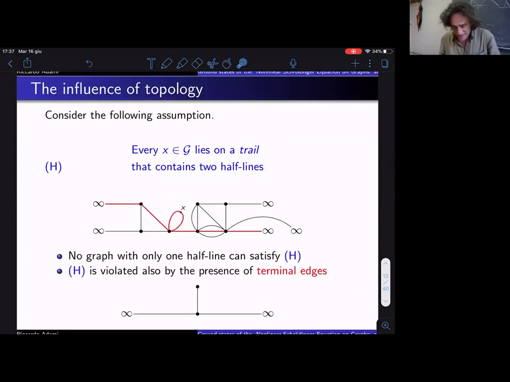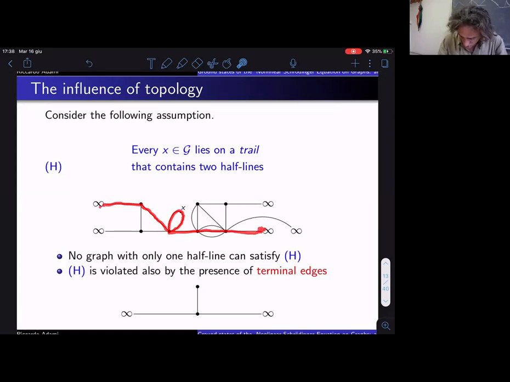First result. It is a negative result, and it gives us a more precise idea of what I told you before: minimizers want to escape intricate zones. This result is purely topological, so the lengths of the arcs have no role. There is a hypothesis, which we call H, that says every point in the graph lies on a trail that contains two half lines. What is a trail? A trail is a path through adjacent edges, a continuous path that never repeats edges. This is just a graph theoretical word, nothing more.